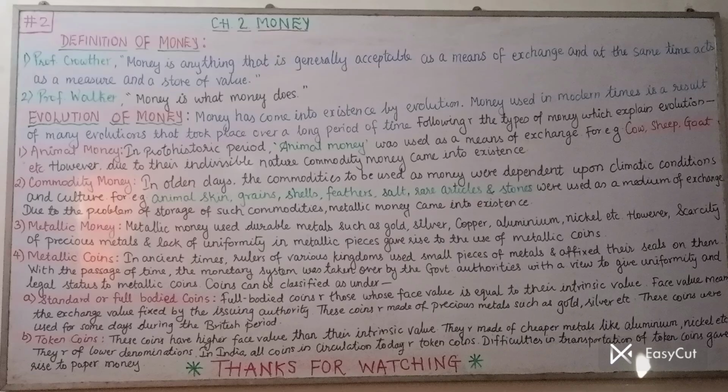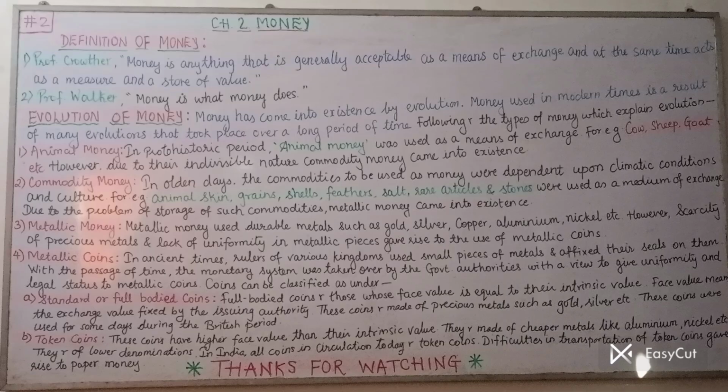It was very difficult to use a cow, sheep or goat as exchange, giving each other and then taking any very small commodity in return. Hence, due to this difficulty, the next form of money evolved, and that was commodity money. Now, second, commodity money. In the olden days, commodities were used as money, but they were dependent upon climatic conditions and culture.